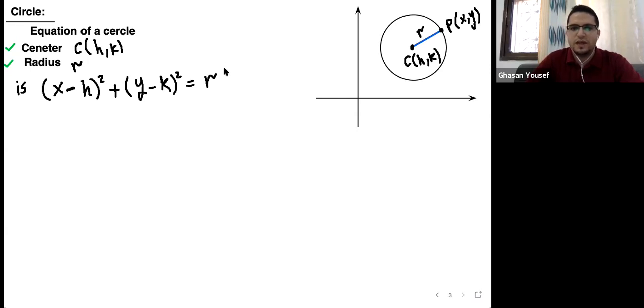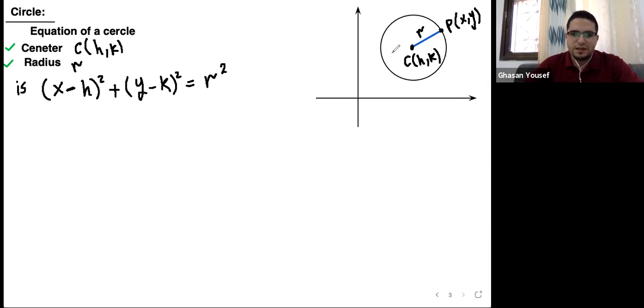This is the equation for any circle in your life. You need the center, and you need the radius. And the equation is x minus h, everything squared, plus y minus k, everything squared, equals the radius squared. Is C the circumference? No, the C here is the center of the circle. The r here is the radius of the circle.